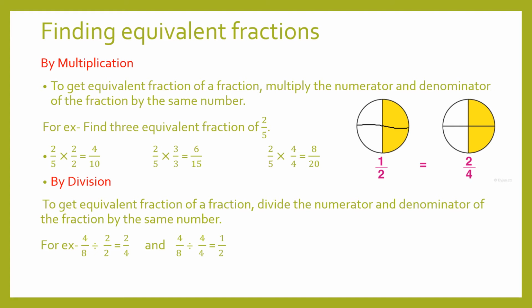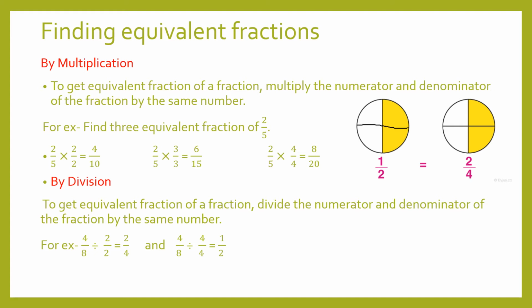By division, to get an equivalent fraction of a fraction, we need to divide the numerator and denominator of the fraction by the same number. As here we multiplied, in the reverse case we can divide them. So it's given 4 by 8. As they both come in the table of 2, they have a common factor 2. So we'll divide by 2. 4 divided by 2 will give me 2. 8 divided by 2 will give me 4.